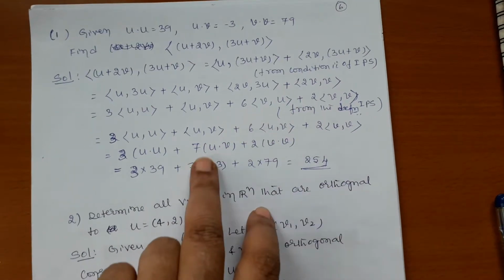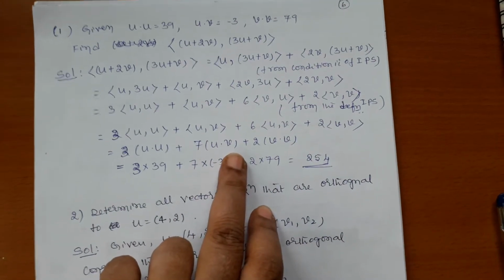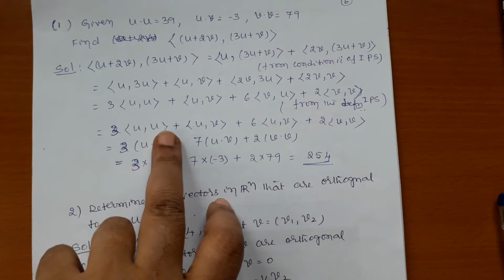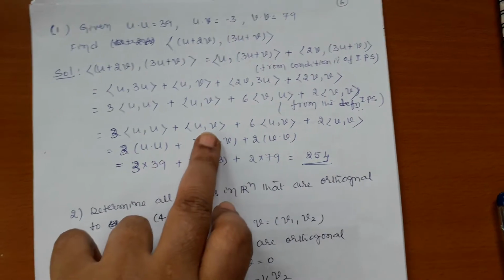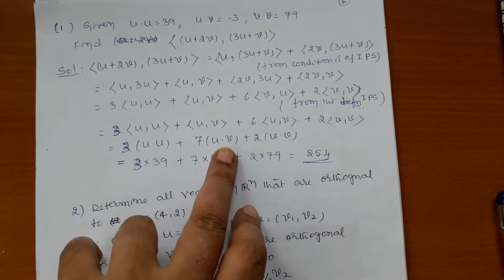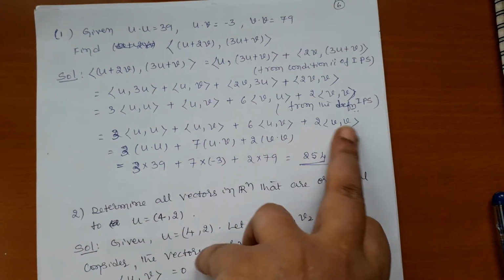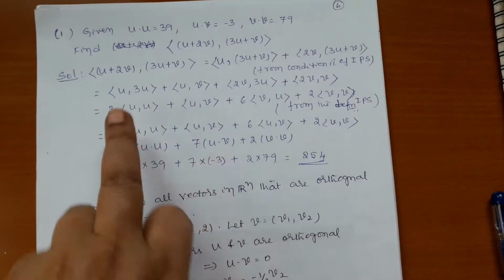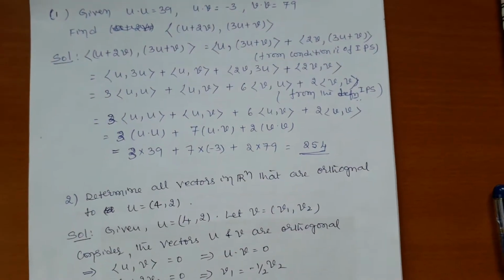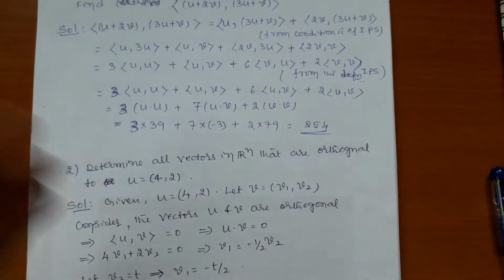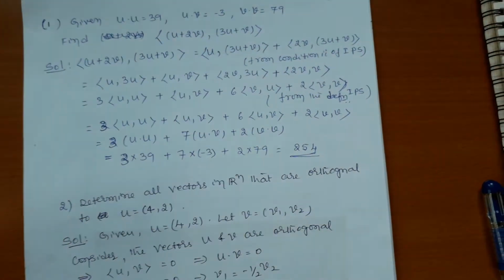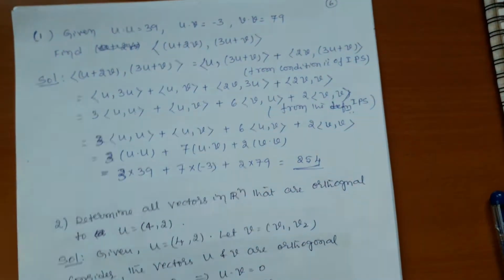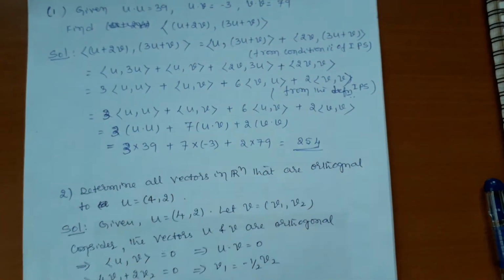Add these two and we get 7 times the inner product of u comma v. Inner product of u comma u means u dot u. Inner product of u comma v means u dot v. Inner product of v comma v is v dot v. They are given already, so substitute and simplify. Now I got this problem in one of the articles. Suppose they are going to ask how to do it. That's why I am discussing it here.